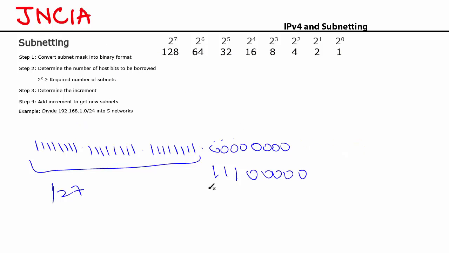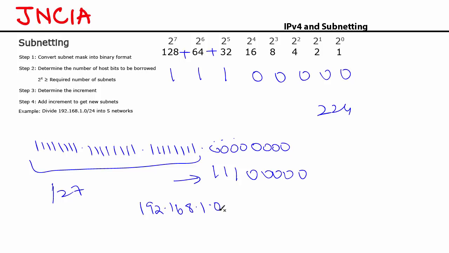Let's align the last octet against the powers of 2. We have 3 ones followed by 5 zeros. So we need to add the first 3 powers of 2: 128 plus 64 plus 32. That's going to give you 224. So your new subnet mask would be 255.255.255.224. That's your new subnet mask, or you can also write it as /27.